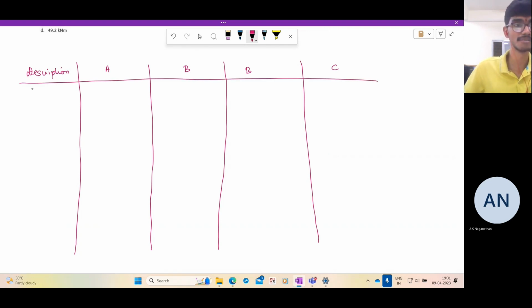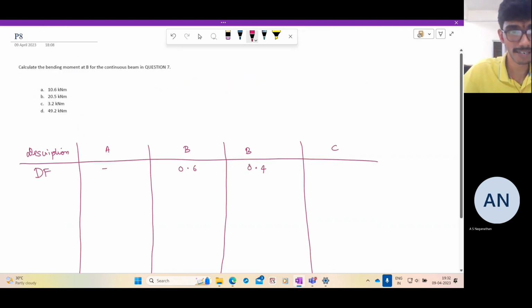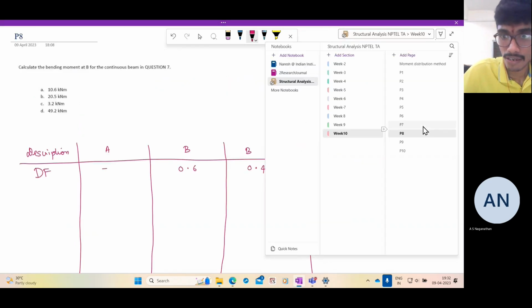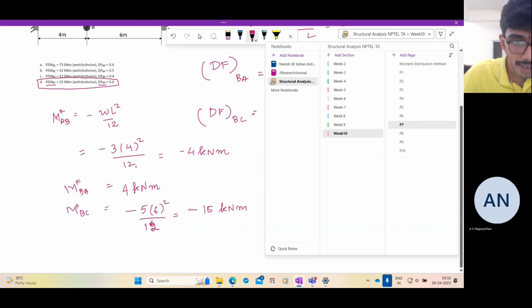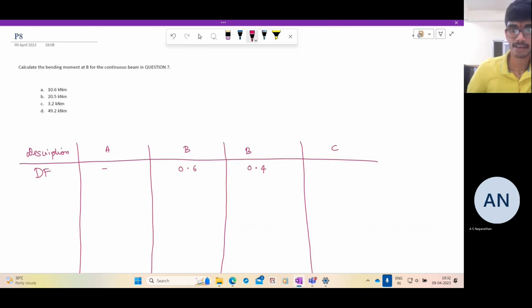We have already got the distribution factors. So at A, it doesn't matter, it's a fixed end. It can take any amount of moment without rotating. At B, we have this is 0.6, this is 0.4. I hope it's correct. DFBA is 0.6 and 0.4. Let's see, it doesn't matter.